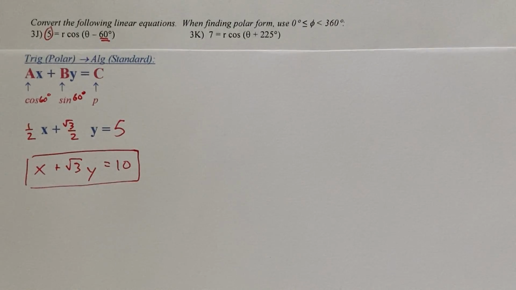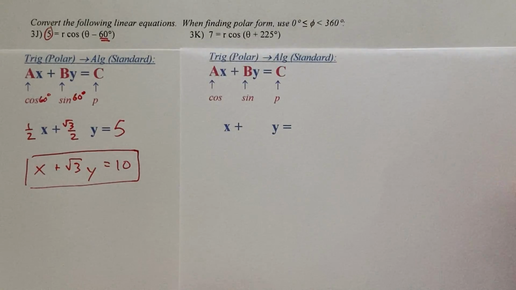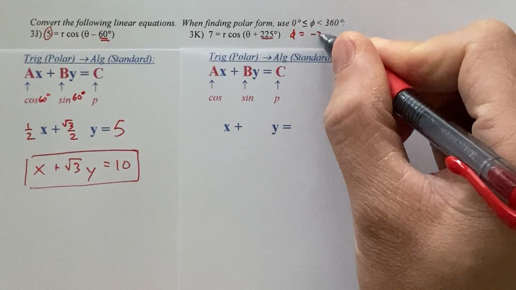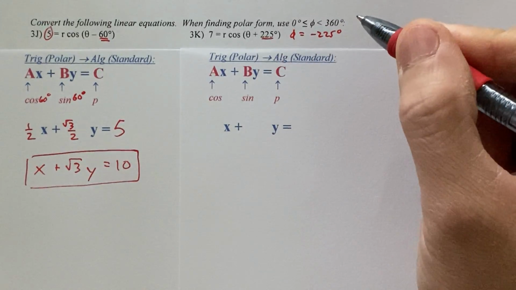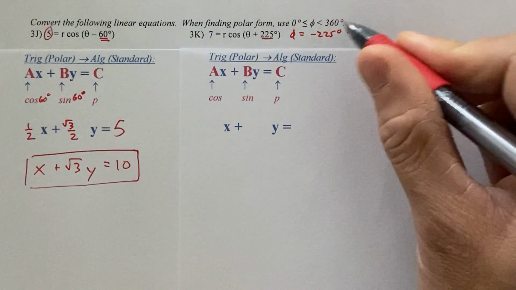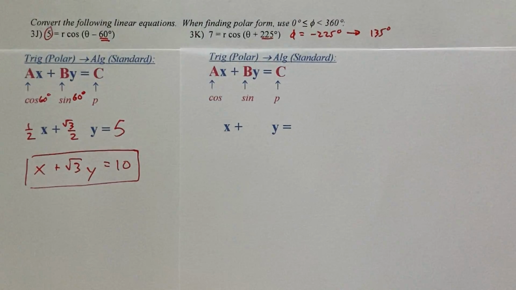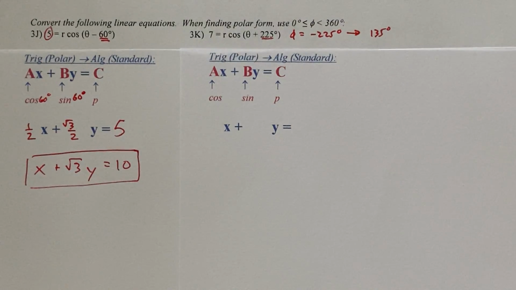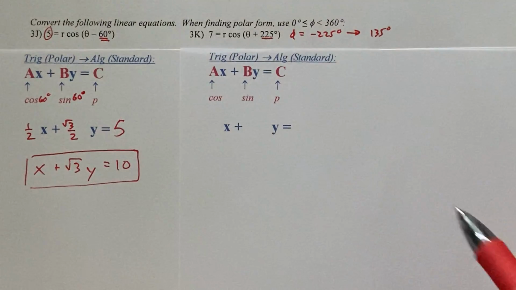Okay. If I take a look at my next example, the thing you do have to be careful with on this one is your angle here, your phi, is actually negative 225 degrees. So if you want to use your unit circle, you have to think of it as the same thing as 135 degrees. If I spin clockwise, it's the same thing as spinning 135 degrees counterclockwise. And that's just a matter of filling in all these values.